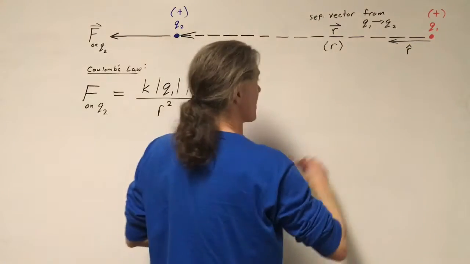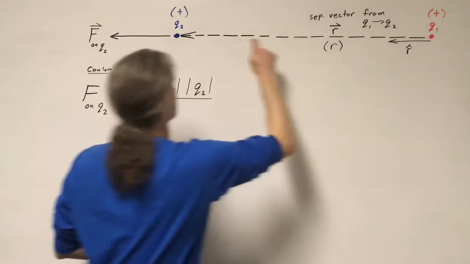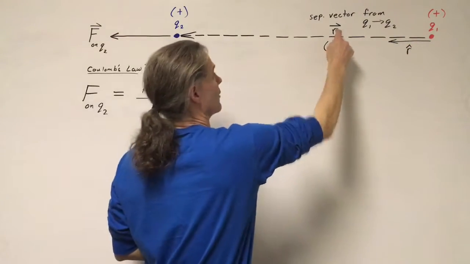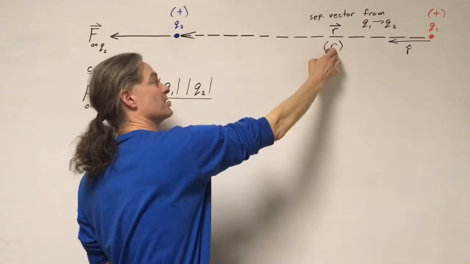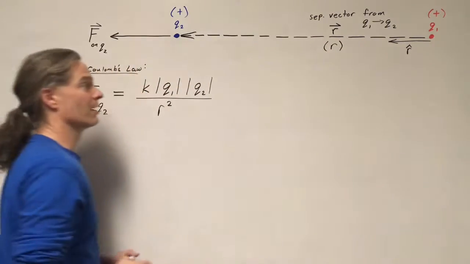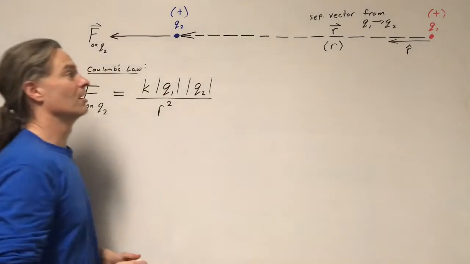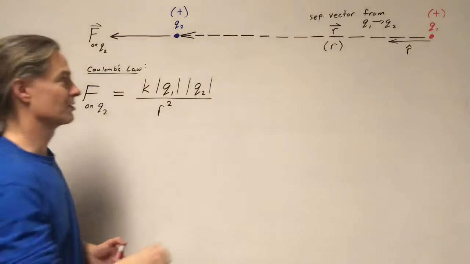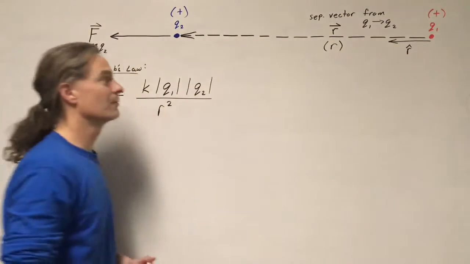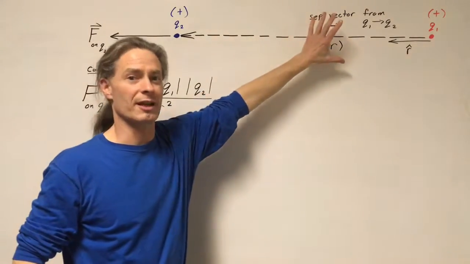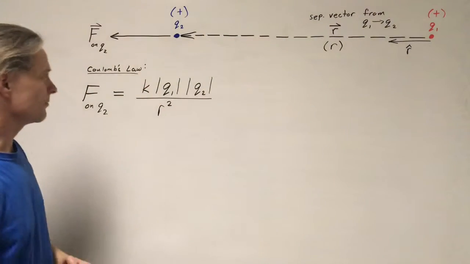Let's introduce a separation vector from Q1 to Q2. We'll call that R vector. The magnitude of that separation vector will just be R without an arrow over it. And we'll have a unit vector in that direction corresponding to that separation vector. So that's our separation unit vector. We'll use the separation vector later in this discussion.